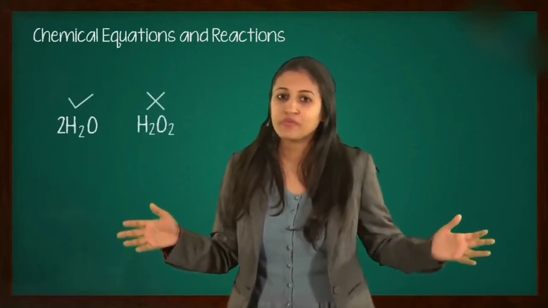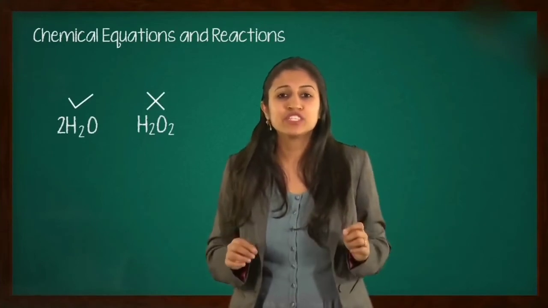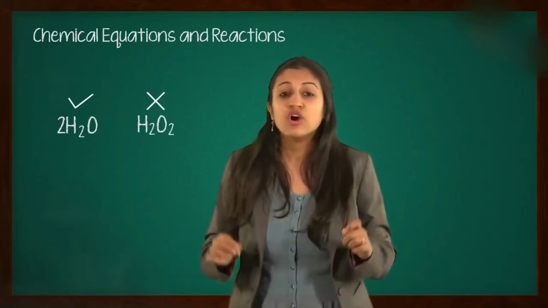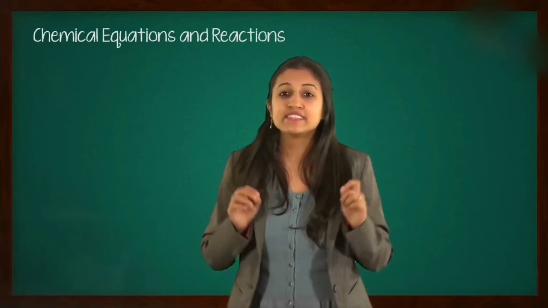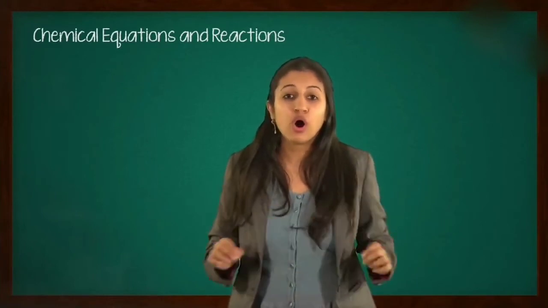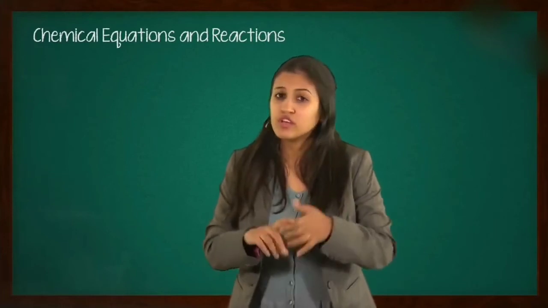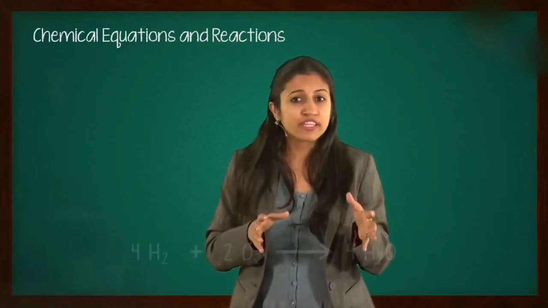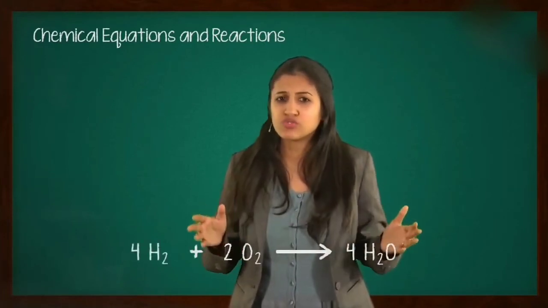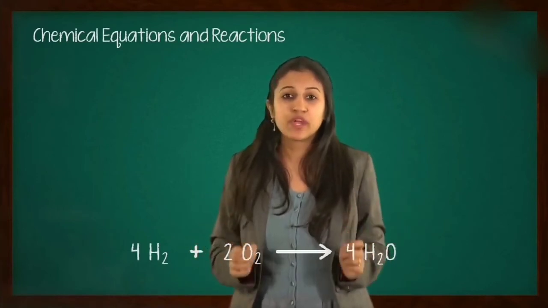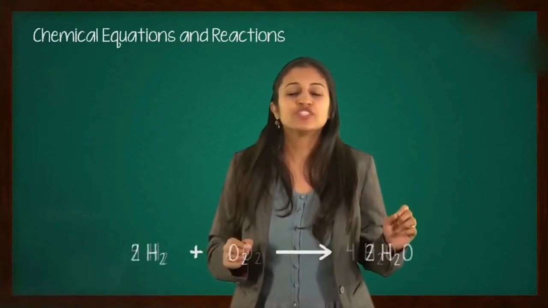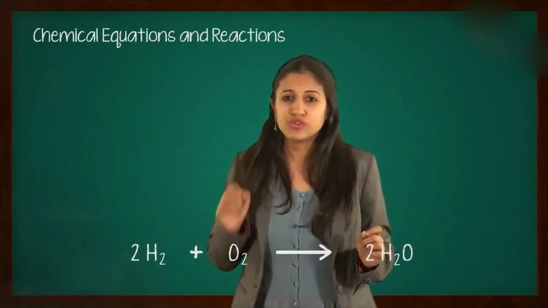It's 2H2O. Remember that a chemical equation is completely balanced only when the final set of coefficients are all whole numbers with no common factors other than 1. For example, even though 4H2 plus 2O2 giving you 4H2O is balanced, the best way to write it is 2H2 plus O2 giving you 2H2O.